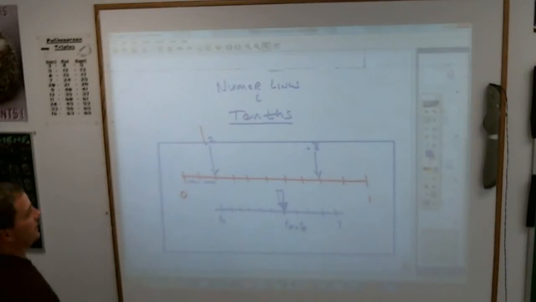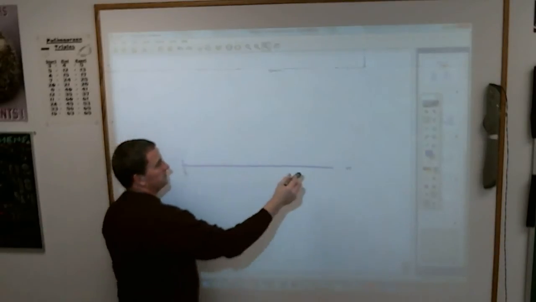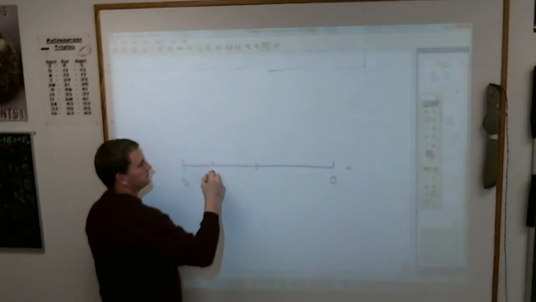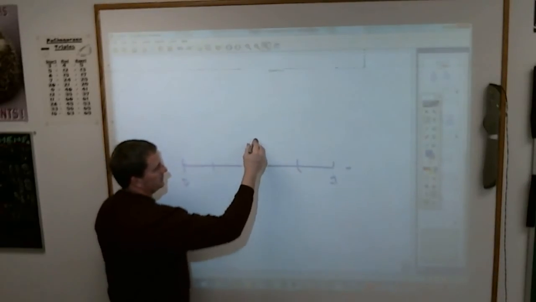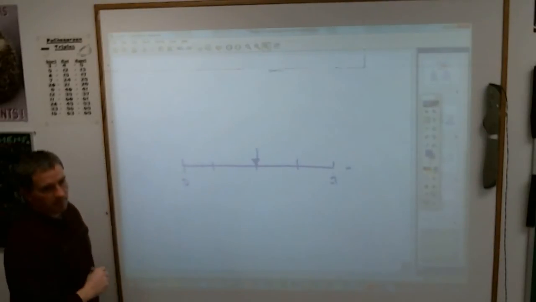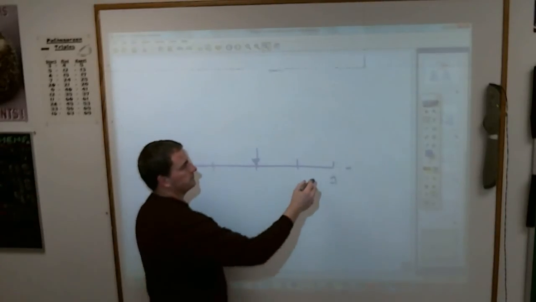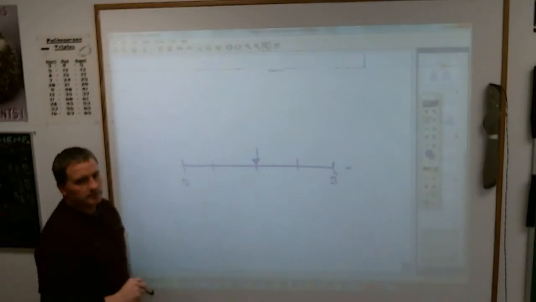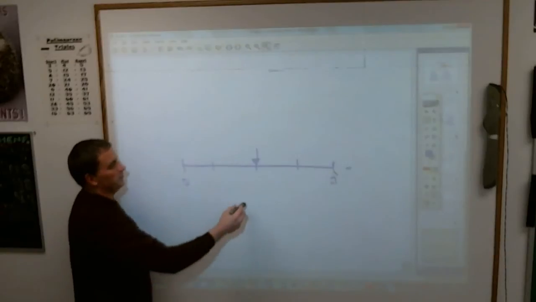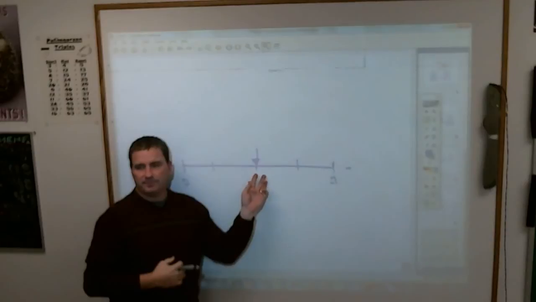Now maybe if you were a mathematical kind of person, some of you could make this leap. If I asked you what decimal this is pointing to, Elijah. 0.5. How'd you know that? Because 0.5 is always half.